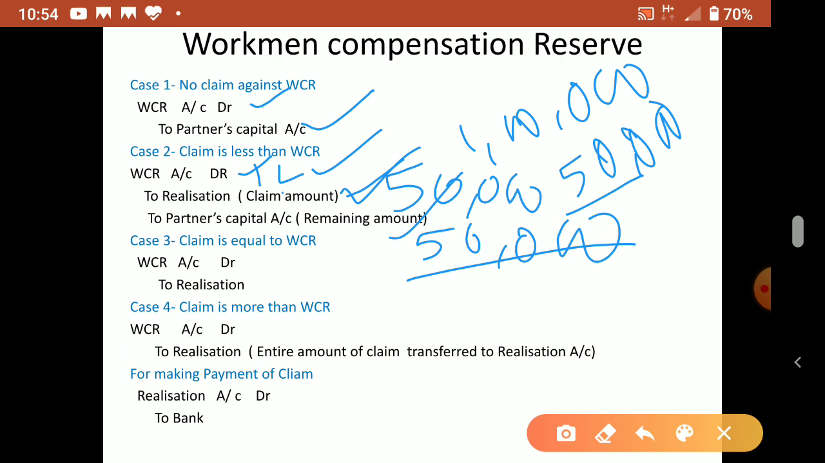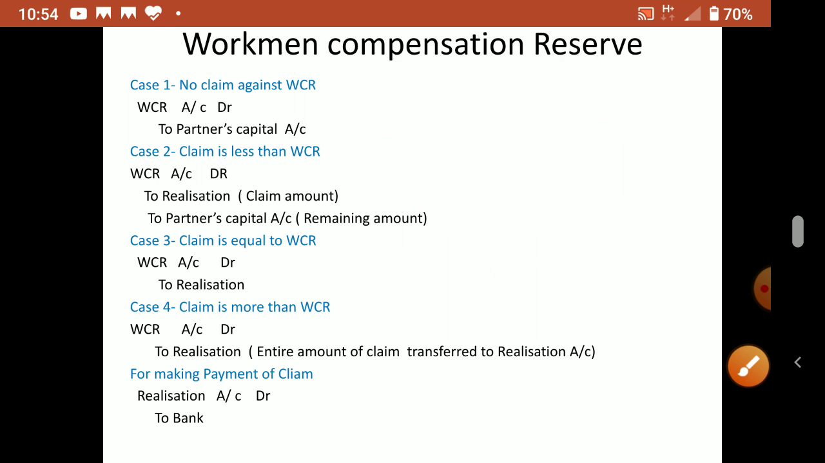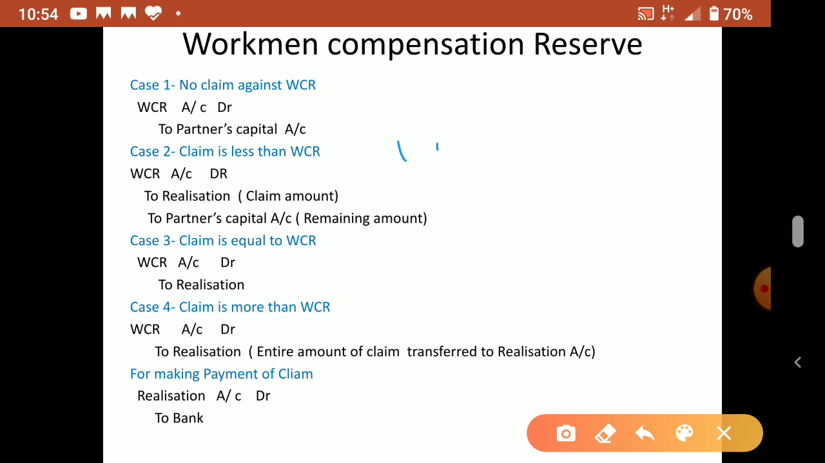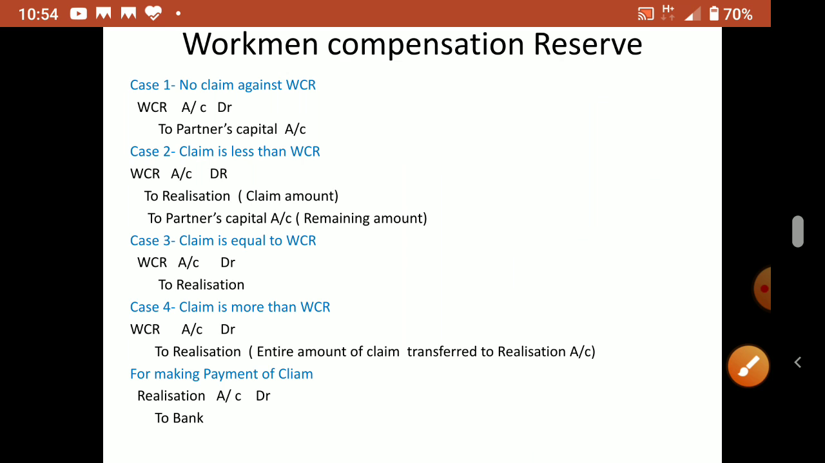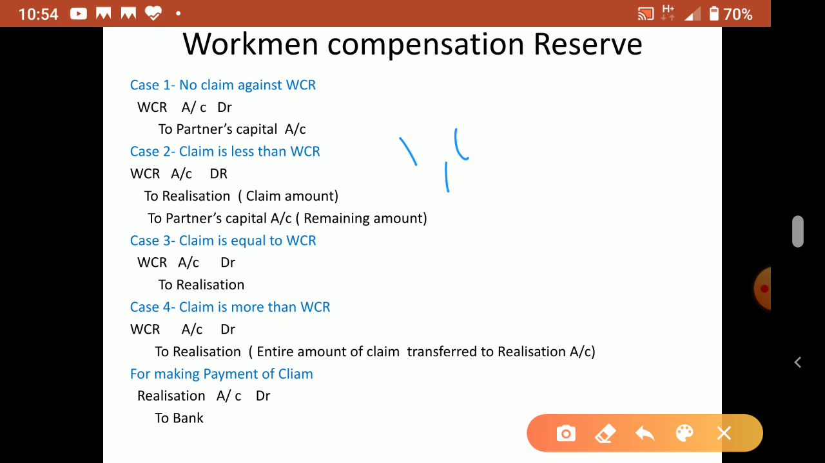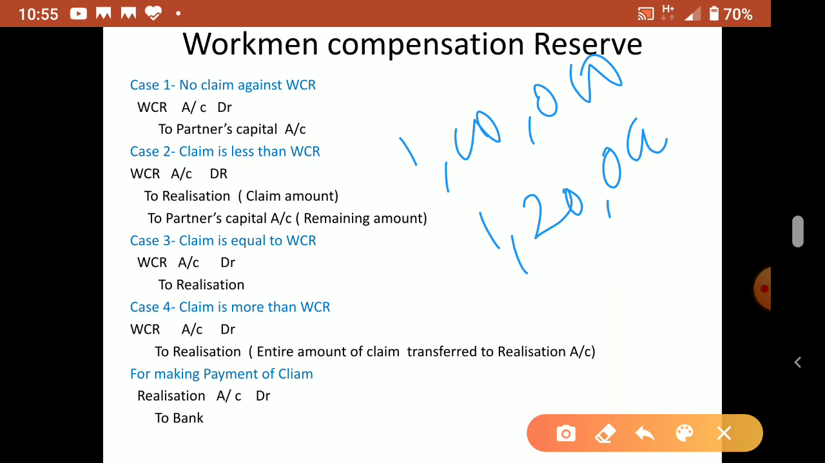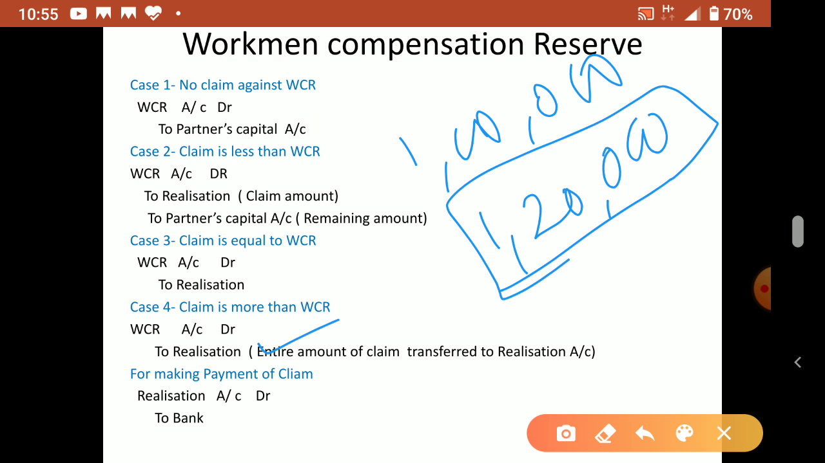Now the claim is equal to WCR. Now WCR is 1 lakh and the claim is also 1 lakh, then the full amount of the reserve will go to the realization account. Okay. Now the next case is claim is more than WCR, meaning WCR is 1 lakh but the claim is 1,20,000. Then what will we do? Only the claim amount, 1,20,000, the full amount 1,20,000 will go to the realization account.